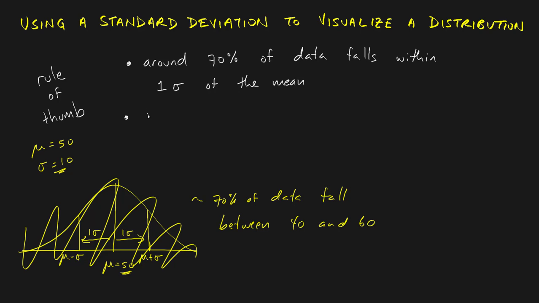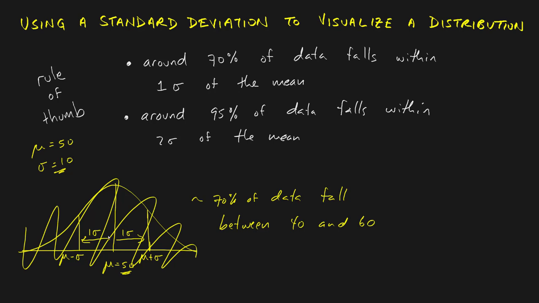you can expect that around 95%, so that's almost all, of your data falls within 2 standard deviations of the mean.